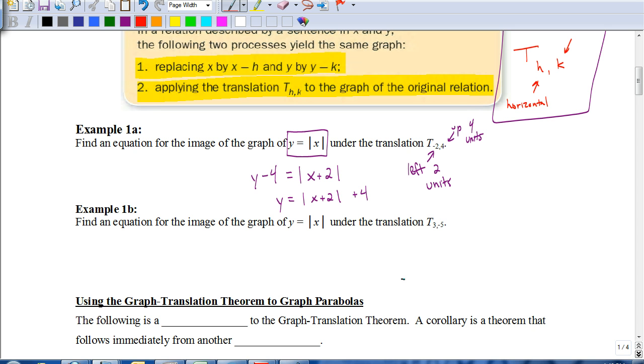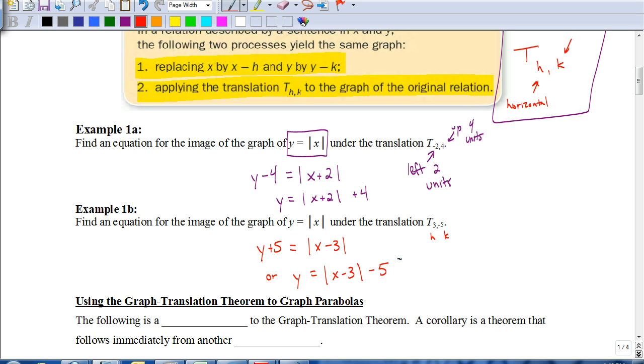Okay, so you should have paused it, and let's look to see what you should have got as your answer. So again, my value for h is 3, so I'm going to replace x with x minus h, so x minus 3. I'm going to replace y with y minus whatever k is, which is negative 5. So it's going to be y minus negative 5, which is the same as y plus 5. Or you could simplify it to say that y equals the absolute value of x minus 3. The minus 5 is going to go outside the absolute value.